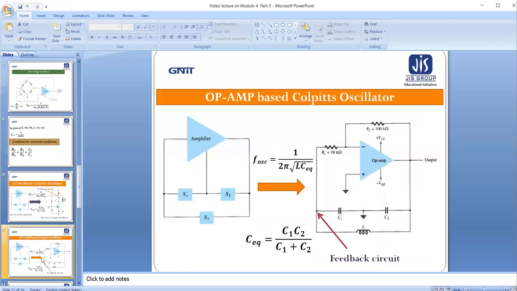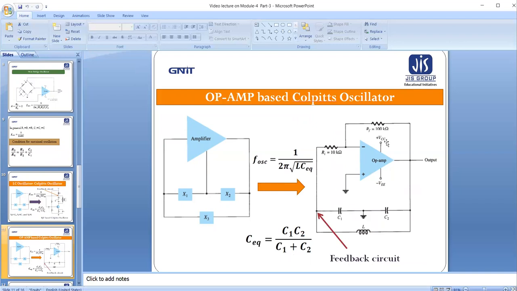Next, we are going to the op-amp based Colpitts oscillator. We are just replacing the BJT by the op-amp. The feedback signal will go to the same circuit, but to the inverting terminal of the op-amp, because the total phase shift must be 360 degrees. And the gain of the circuit will be minus RF by R1, and the frequency of oscillation will be 1 by 2 pi root over L C equivalent, where C equivalent is C1 C2 by C1 plus C2.